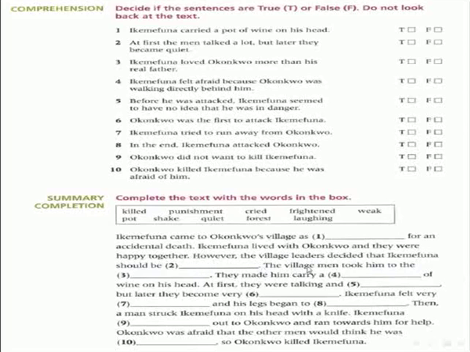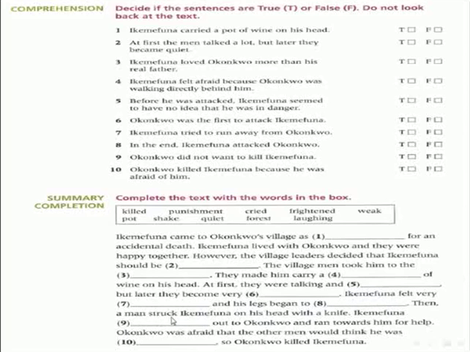Right? The village men took him to the forest. Okay? They made him carry a pot of wine on his head. At first they were talking and laughing, but later they become very quiet. Ikumfuna felt very frightened, and his legs began to shake.